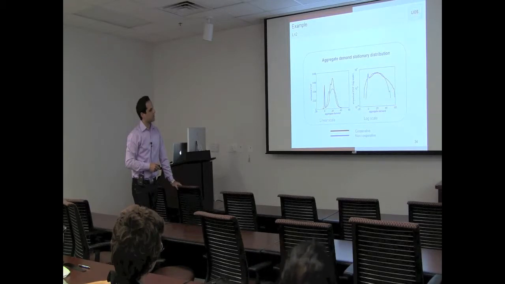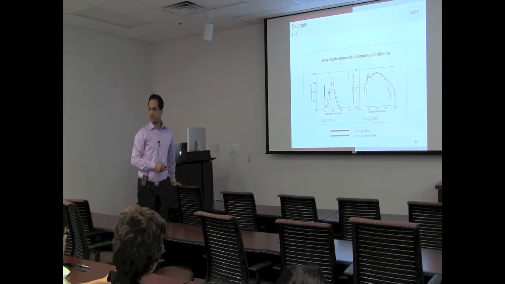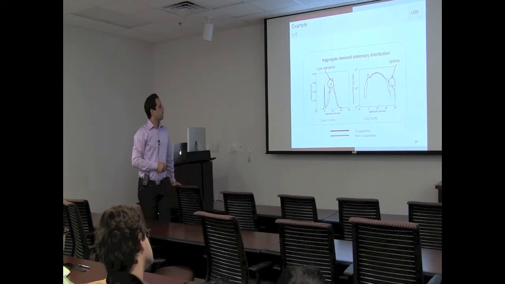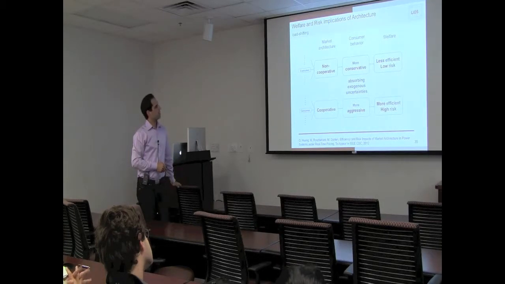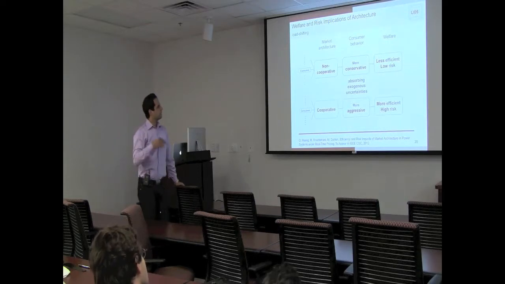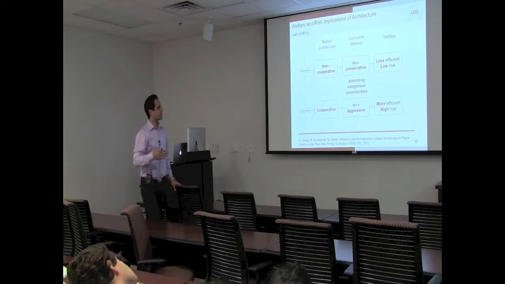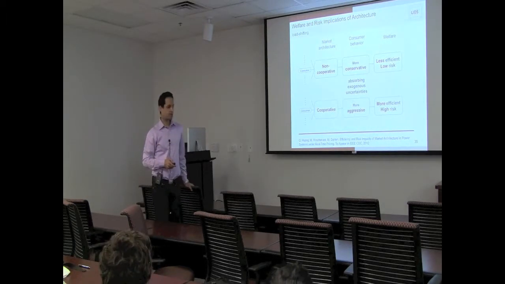Over log scale, it shows that there is a heavier tail for the cooperative scheme, and the non-cooperative scheme has a smaller tail. So the probability of spikes is larger for these cooperative schemes. This essentially summarizes what we talked about already. The non-cooperative scheme is less efficient but has lower risk. The cooperative scheme is more efficient and has higher risk.